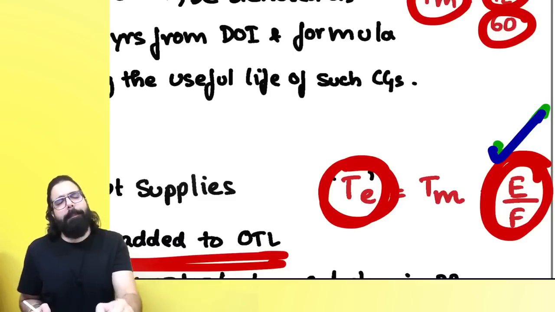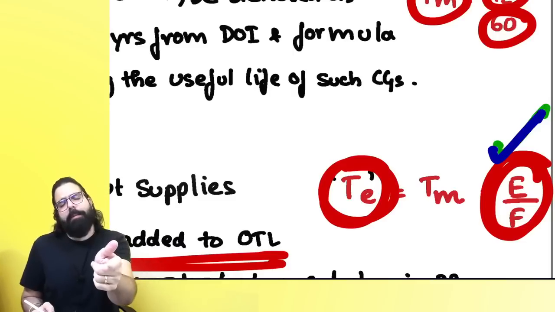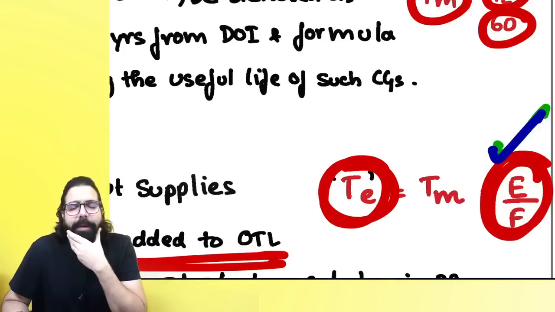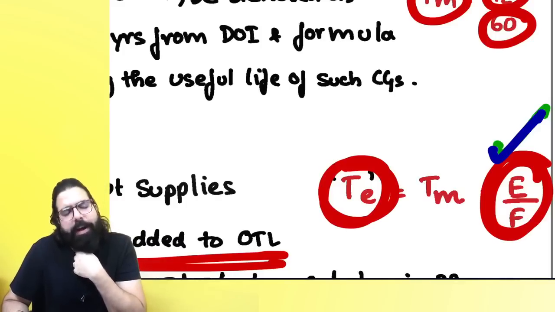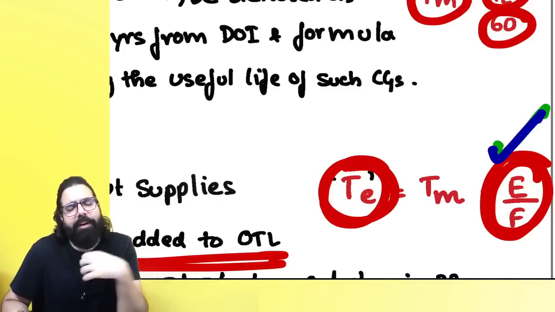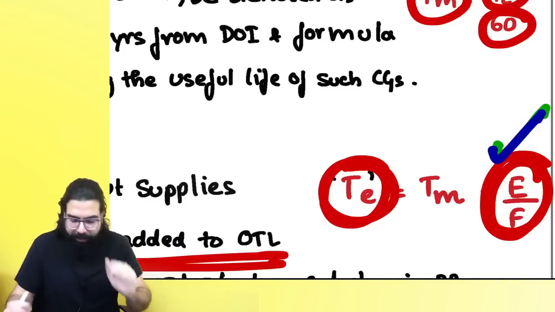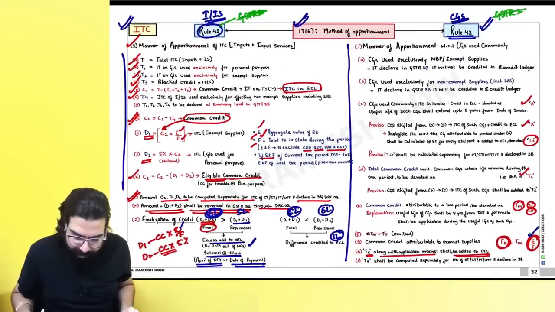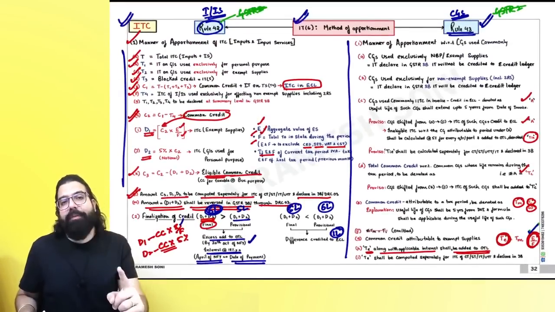17.4 was about banking companies. A banking company will do apportionment, or a banking company can take 50% of the credit and forget the other 50% of the credit. I hope everyone is clear with rule number 42 and 43.